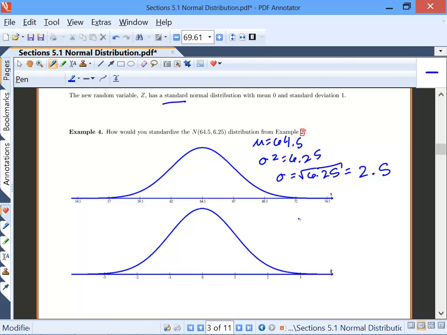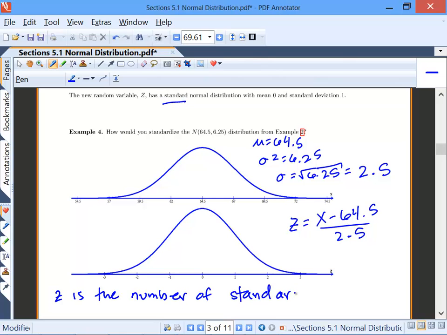Okay. So if I want to standardize, basically what I have to do is plug everything into this formula. It will be that z equals x minus my mean of 64.5 divided by the standard deviation of 2.5. And you can think of z as the number of standard deviations you are from the mean.